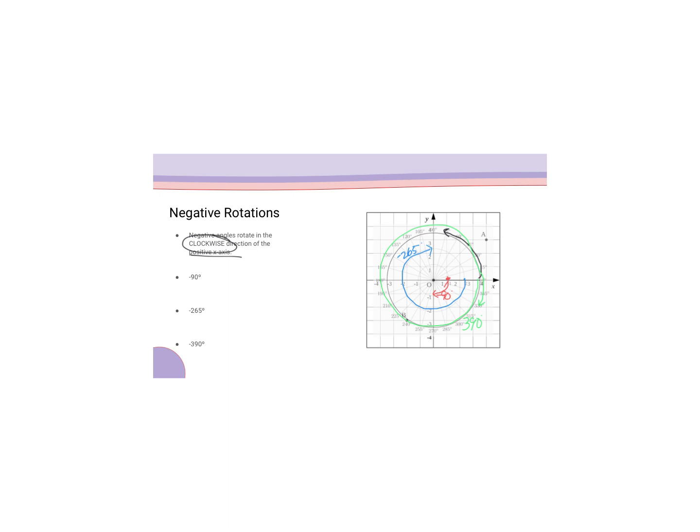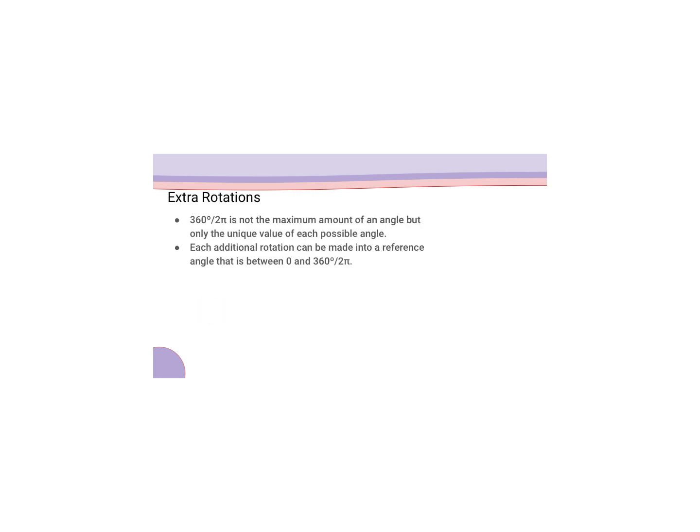So we have negative rotations as clockwise rotation, but sometimes we have an overextension, or in the case of more difficult angles, how can I find an easier way to describe negative 265? Okay, so let's talk about extra rotations.